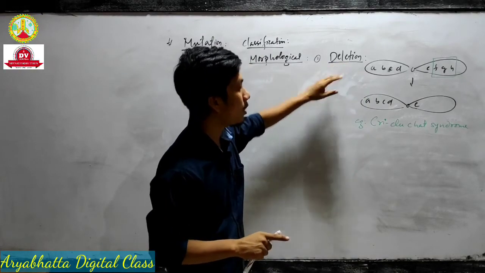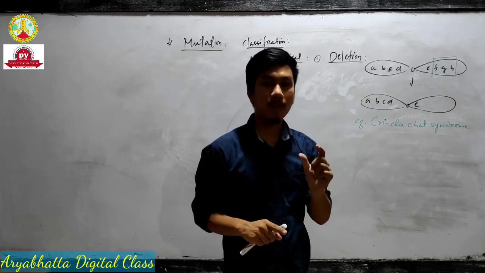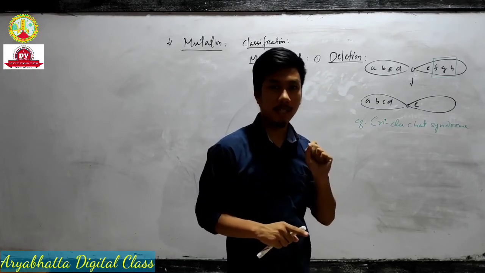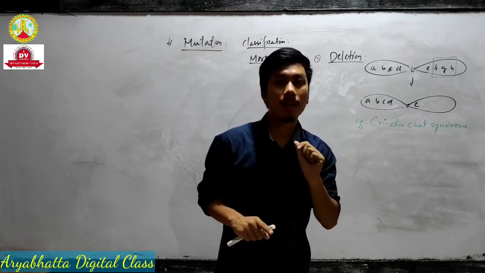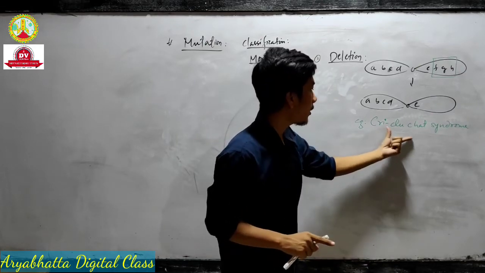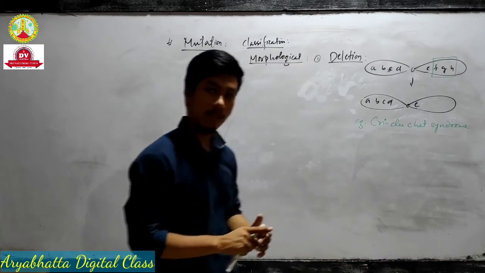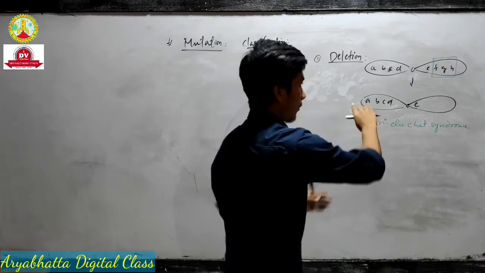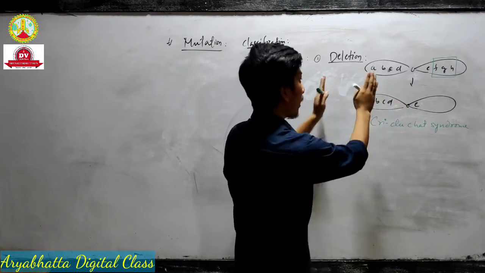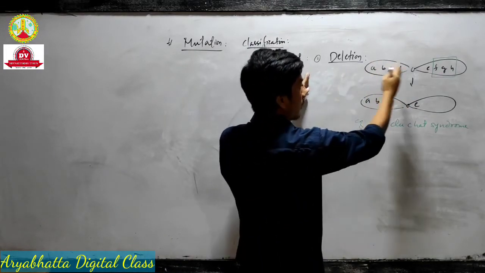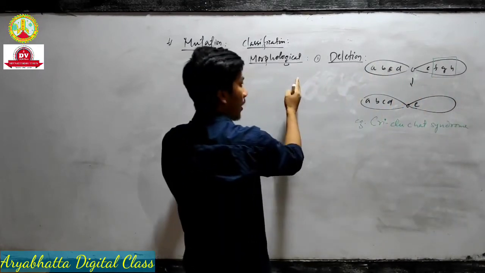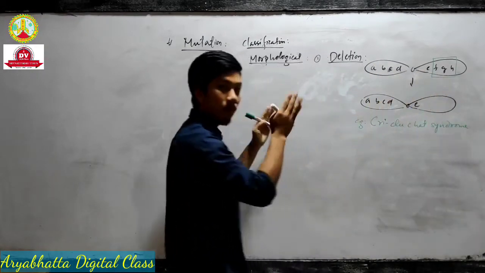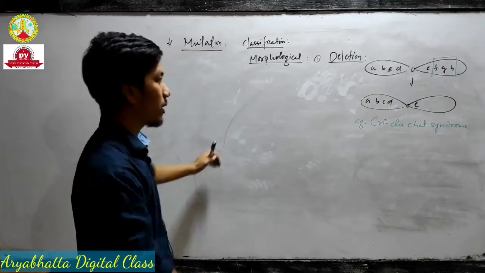So what happened in deletion? One segment of the gene in a chromosome gets deleted, resulting in a mutation. Example, Cri-du-Chat syndrome. That's it. You can show the diagram on the right side of your copy. Your notes should be with respect to the diagram. Notes on the left side, diagram on the right side. If you do like that, you will surely get full marks.